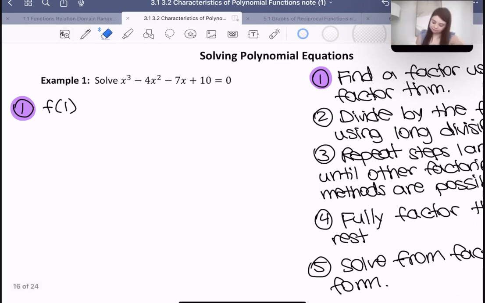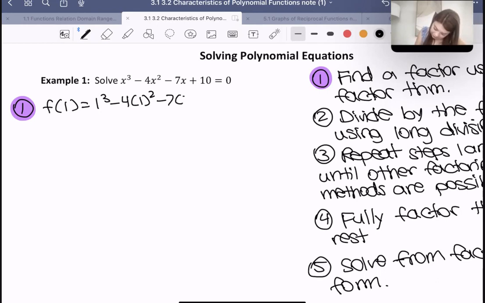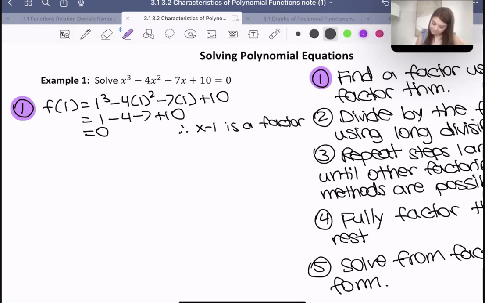Okay, so f of 1 is equal to 1 cubed minus 4 times 1 squared minus 7 times 1 plus 10, which is equal to 1 minus 4 minus 7 plus 10, which is equal to 0. So therefore, x minus 1 is a factor. Awesome. Okay, so now let's do step two. Step two I'll highlight in pink, and that is to do long division by this factor to get one step closer to our answer, basically.